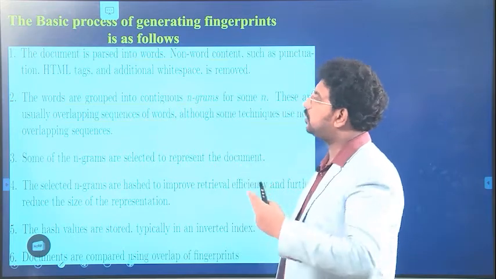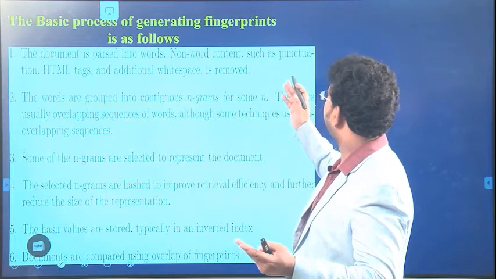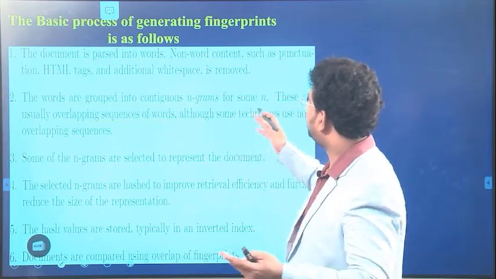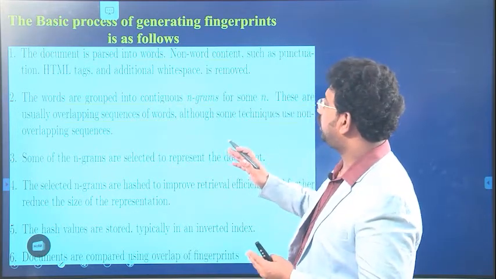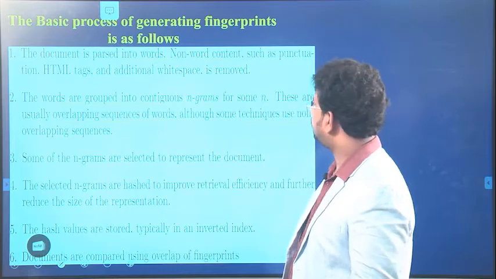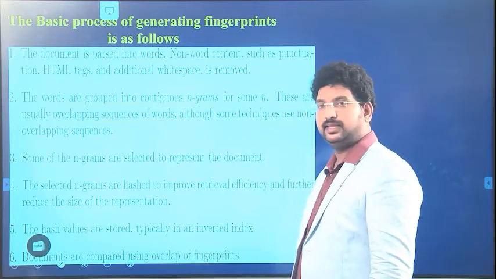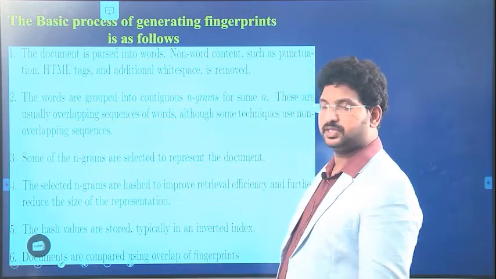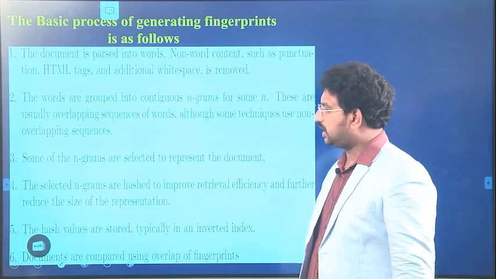The first one is the document is parsed into words, and some of the non-content words such as punctuation and HTML will be removed, and the words are grouped into continuous n-grams for some n value. These are usually overlapping sequences of words, although some techniques use non-overlapping sequences. And the third one, some of the n-grams are selected to represent the document. For representing the document, only some of the n-grams are selected.